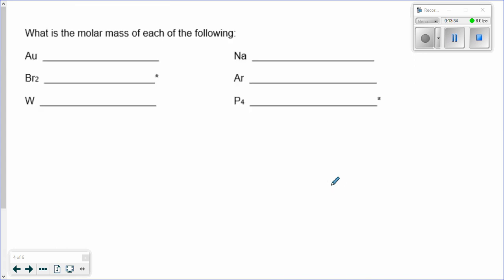So what is the molar mass of each of the following? You might want to quickly pause the video and give that a try. Looking at each of those, note these little stars. This is like a free hint for you. There's 2 little stars here. So maybe pause the video and find the molar mass of each of these elements.